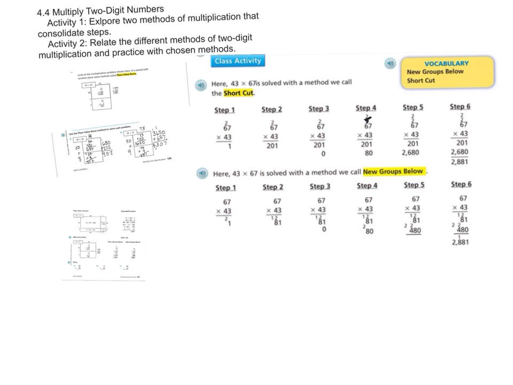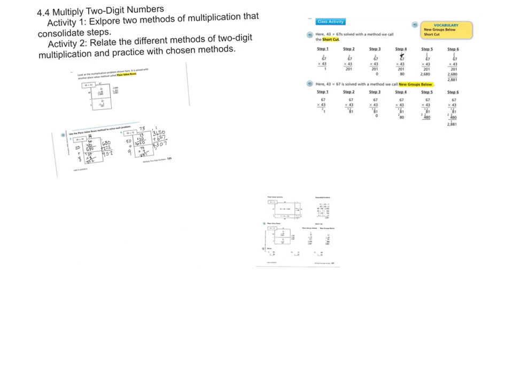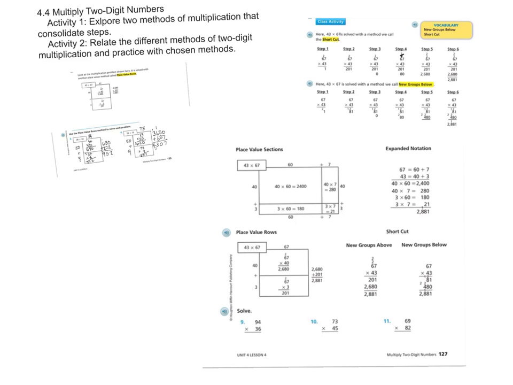Try to remember that in your notes, it's really important to have these methods clearly labeled so that if you want to go back and find the one that makes the most sense to you, you're able to do that. So we have now gone over 4 different ways to multiply 2-digit numbers. And some of this should be reviewed from last year.